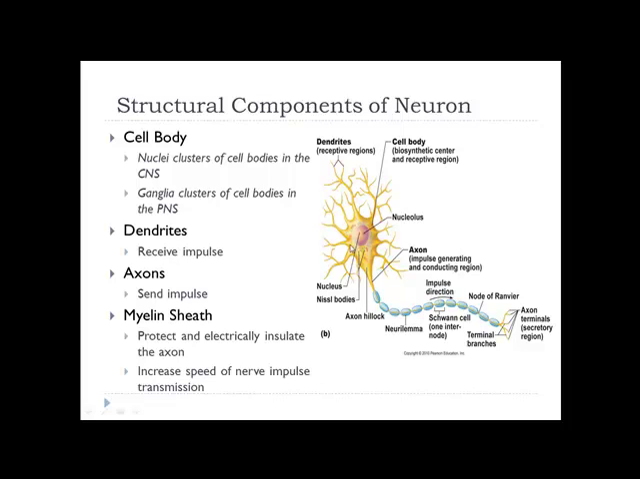The cell body is going to contain the nucleus. This will be the command center. This is where all the thought process happens in the cell. Dendrites are going to be taking in information from the outside world. And the axon is going to be the part of the cell that sends out a large electrical burst.